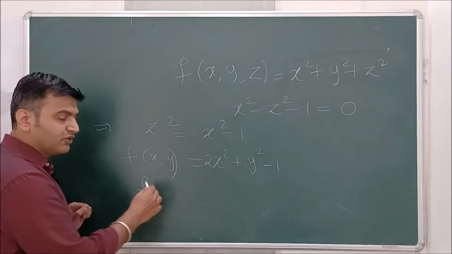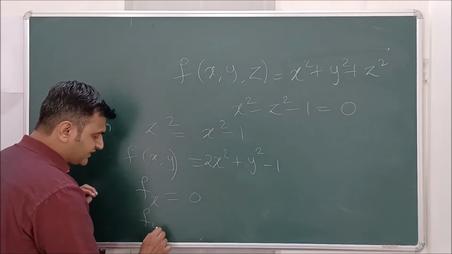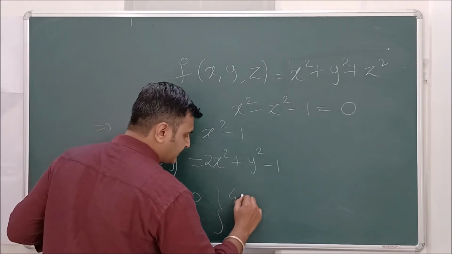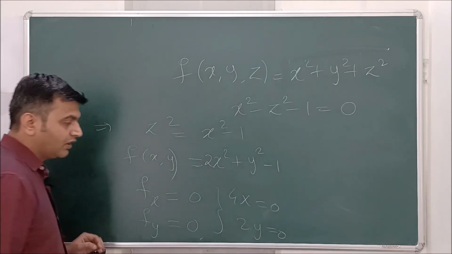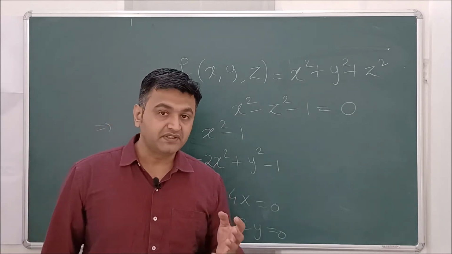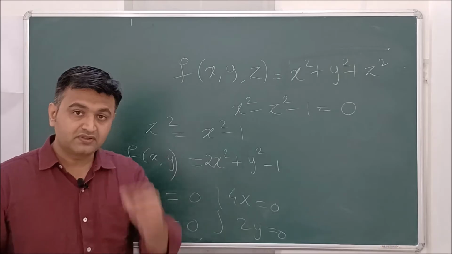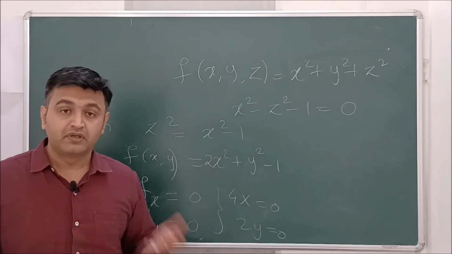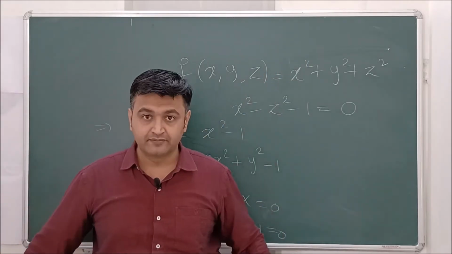Now this is a two variable case. You take partials and equate them to 0. So what do you get? You get 4x equal to 0, 2y equal to 0. So x equal to 0, y equal to 0. But that means the point is lying on the z-axis, because only on the z-axis are both x and y components 0. But we know that the hyperbolic cylinder is not touching the z-axis.